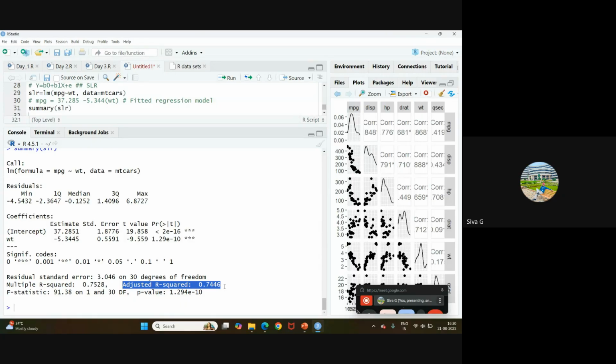If it is a simple regression model, don't worry, adjusted R square value is not required to be considered. But if you have a multiple regression model, then adjusted R square value is required. How it plays is nothing bad. For example, let us say one y and one x. You fit a regression model and you got this much accuracy.